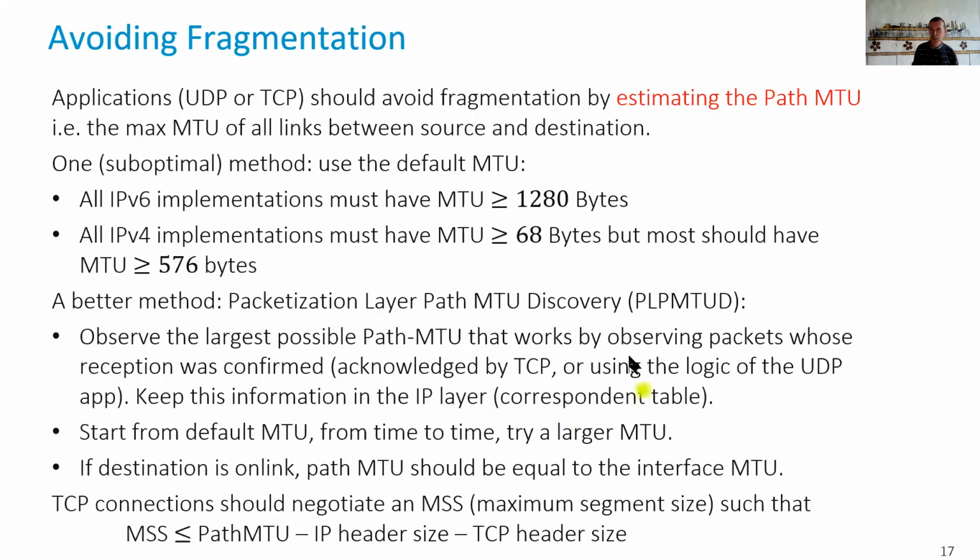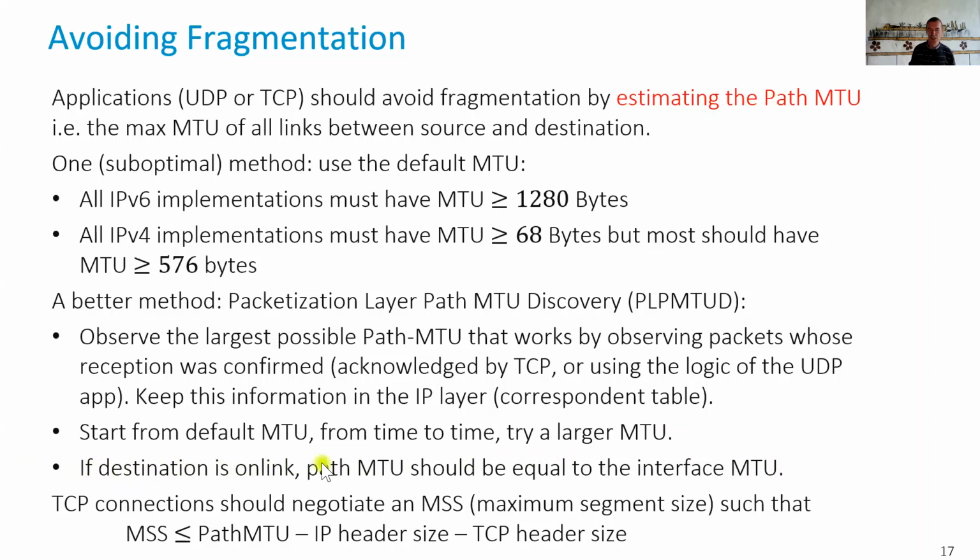So modern operating systems monitor all of this and use what is called a correspondence table, where we keep a list of all remote IP systems, and for every remote IP address, we keep a cache of all the MTUs that worked in the recent past. And from time to time, you may want to try a larger value, and if it works, then you may stay with this larger value. Of course, there are other heuristics you can use.